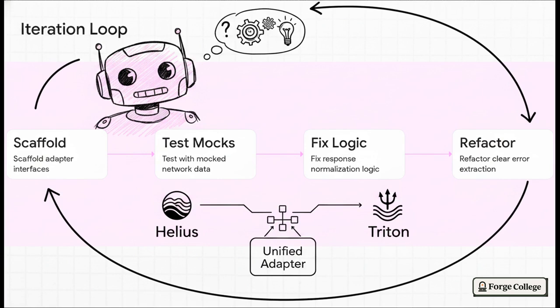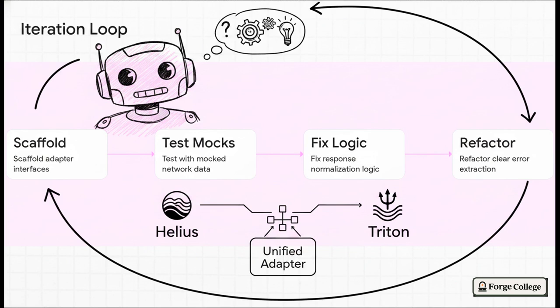1, scaffold the adapter interfaces. 2, test with mock data. 3, fix the normalization logic. And 4, refactor for clear error extraction. Honestly, you kind of have to treat the AI like an eager but slightly sloppy intern. We have to guide it through this strict loop to get our format request and send methods built properly.